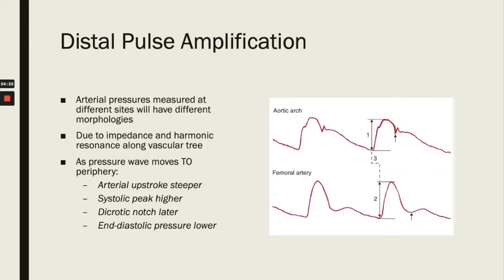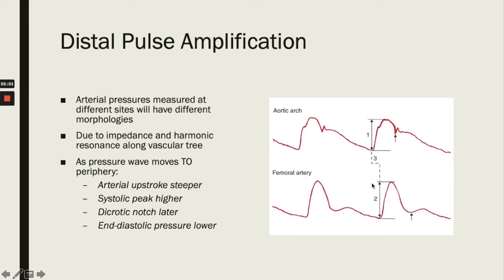Okay. So with distal pulse amplification, I know you guys talked about that before. The arterial pressures measured at different sites will have different morphologies, and that's due to impedance and harmonic resonance along the vascular tree. As we move further from the heart, from the aorta to further arteries, the impedance and harmonic resonance will show a different morphology of those arterial waveforms. So as the pressure moves to the periphery, we will see an arterial upstroke that is steeper.